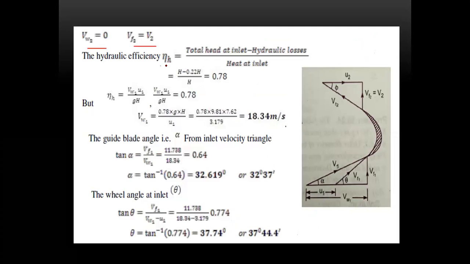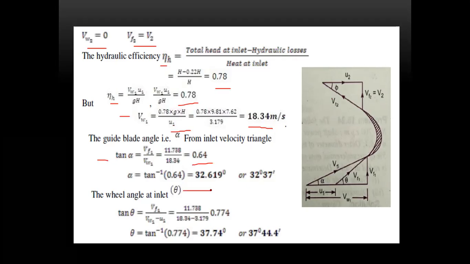The hydraulic efficiency is equal to H minus 0.22 by H, which is 0.78, as given in our question. Now, substituting this value and cross-multiplying, we are getting VW1 is equal to 18.34. For every figure, for every question, draw the figure as per the requirement. Now, what is the thing to find? The alpha, the guide blade angle, and the inlet velocity. Therefore, tan alpha is equal to VF1 by VW1, that is equal to 0.64. Therefore, alpha is equal to 32 degrees 37 minutes.